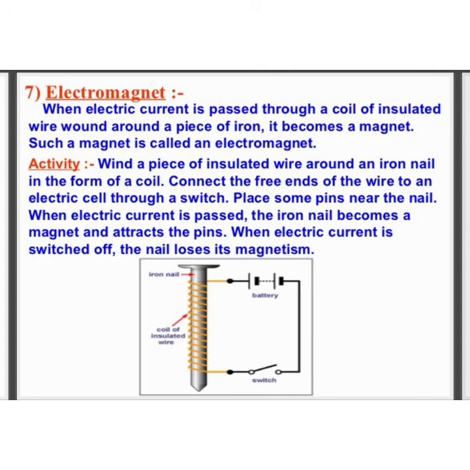Now, we are going to see about the electromagnet. That is, when an electric current is passed through a coil of insulated wire wound around a piece of iron, it becomes a magnet. Such a magnet is called an electromagnet. Now, wind a piece of insulated wire around an iron nail in the form of a coil as shown in the picture. Connect the free ends of the wire to an electric cell through a switch. Place some pins near the nail. When electric current is passed, the iron nail becomes a magnet and attracts pins. When the electric current is switched off, the nail loses its magnetization.